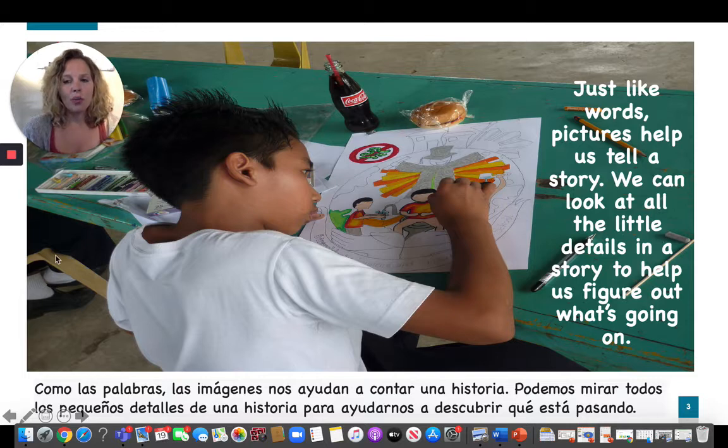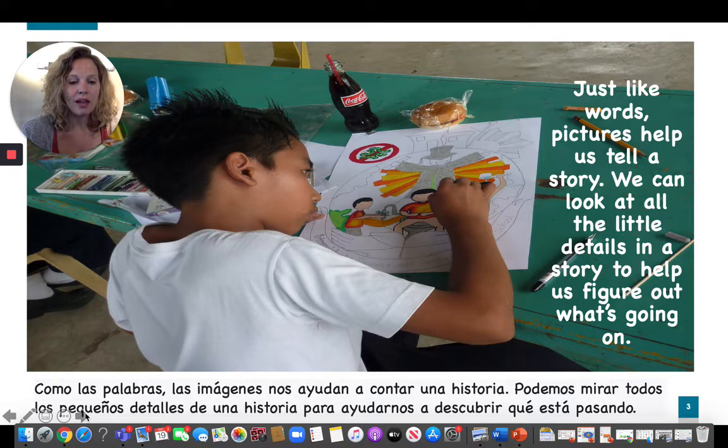So just like words, pictures can help us tell a story. We can look at all of the little details in a story to help us figure out what's going on. So little details are things like adding a lot of information so that the reader knows what's going on. So this boy is adding some color, he's adding some pictures of what these people are doing, he's adding lots of little details so we know what's happening.